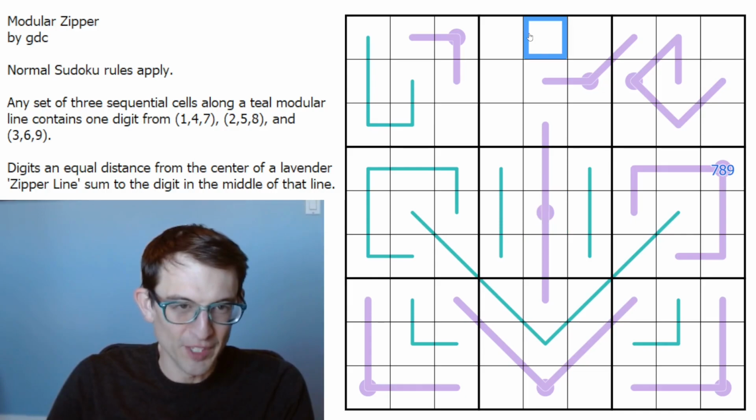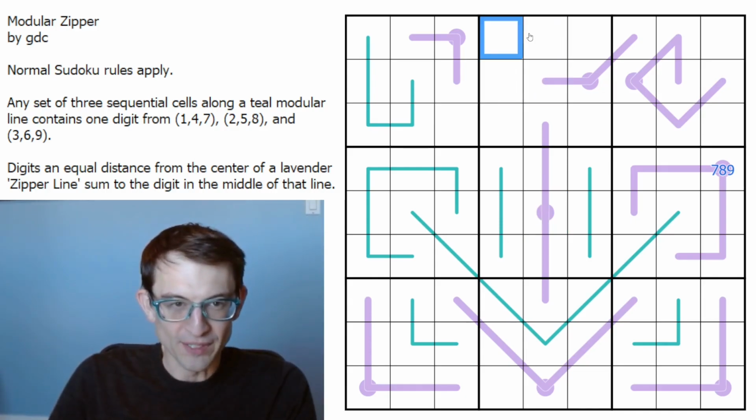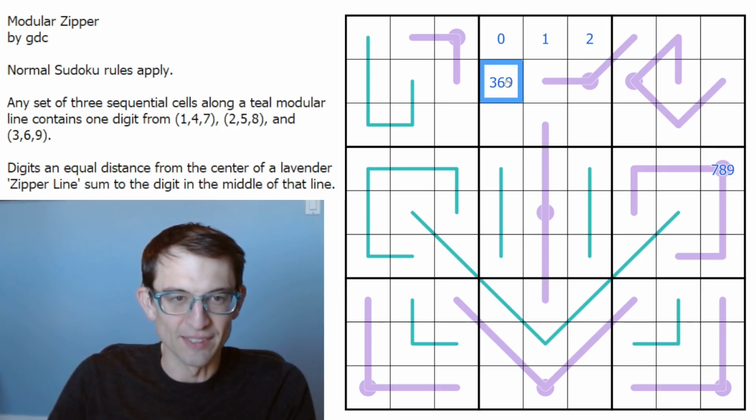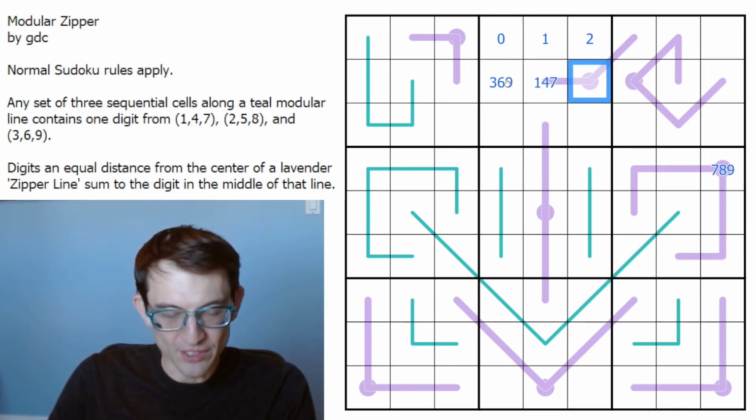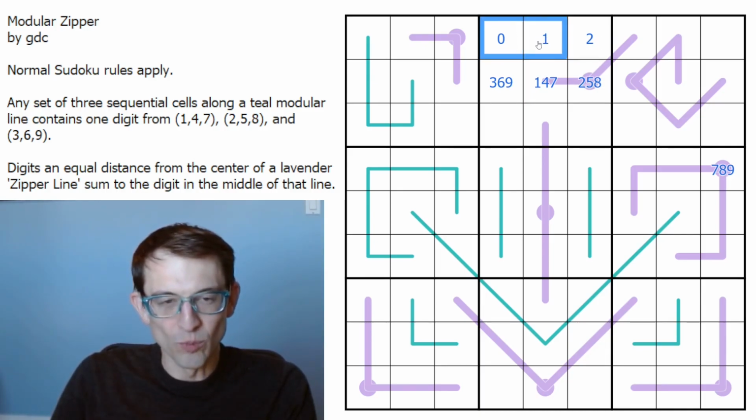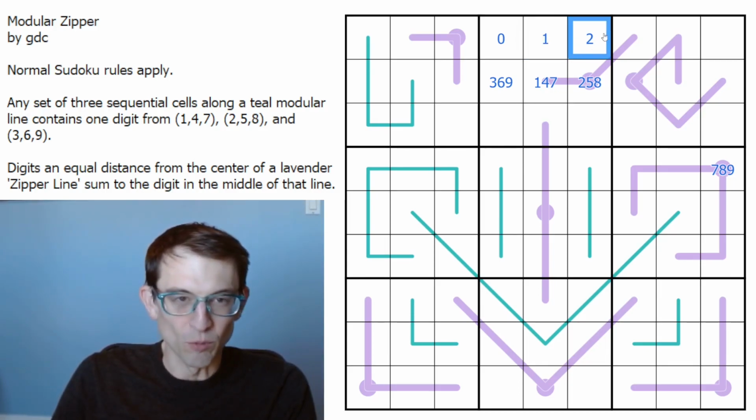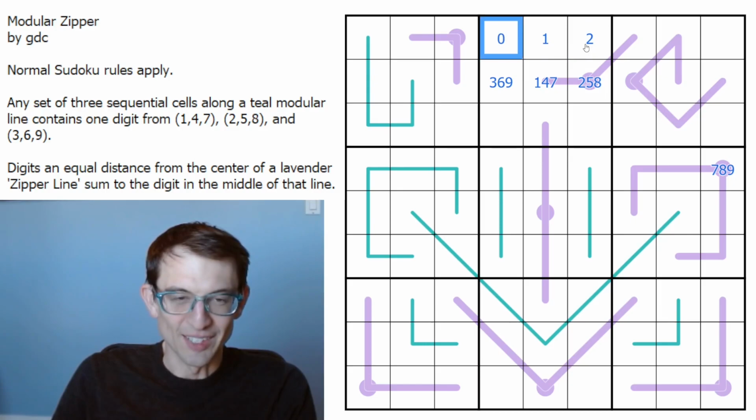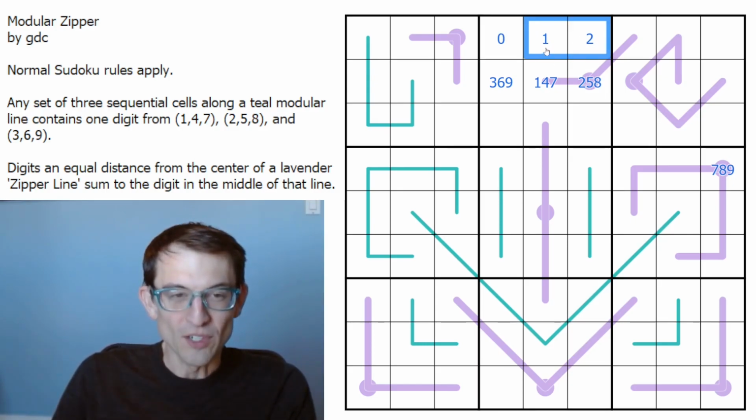So in other words, I essentially have one number that's 0 mod 3, one that's 1 mod 3, and one that's 2 mod 3. This represents the 369 digits, this represents the 147 digits, and this represents the 258 digits. And how can I add 2 of these together, in a modular arithmetic sense, to get the third? Well, 0 and 1 will not make 2. 0 and 2 will not make 1, right? 0 and 1 makes 1. 0 and 2 makes 2. 1 and 2 makes 0.